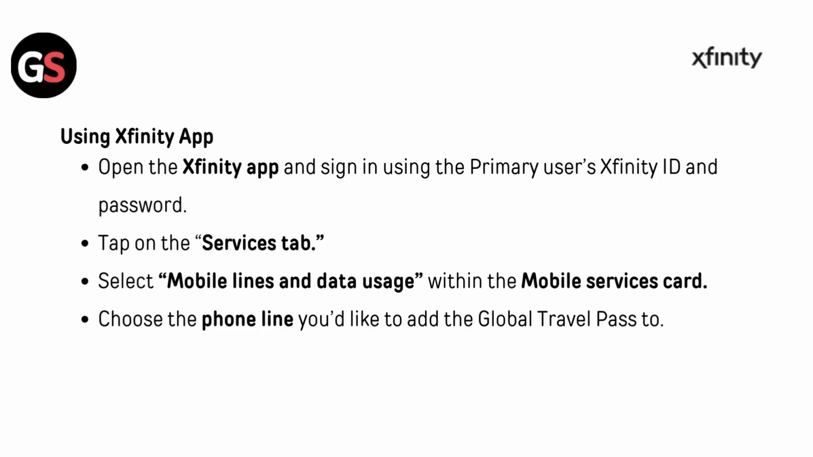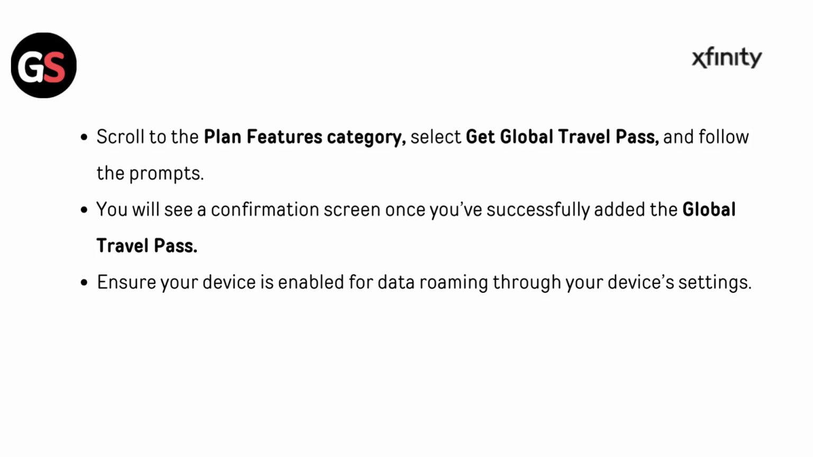Using the Xfinity app, open the Xfinity app and sign in using the primary user's Xfinity ID and password. Tap on the Services tab, select Mobile Lines and Data Usage within the Mobile Services card. Choose the phone line you would like to add the Global Travel Pass to. Scroll to the Plan Features category, select Get Global Travel Pass and follow the prompts. You will see a confirmation screen once you have successfully added the Global Travel Pass. Ensure your device is enabled for data roaming through your device's settings.